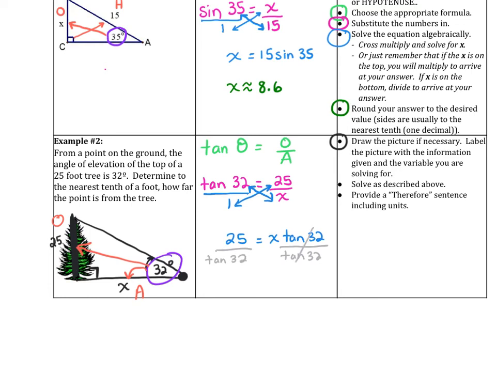So in order to get x, what we're going to be doing is just taking 25 and dividing it by tan 32. So in your calculator, it's literally just 25 divided by tan 32. So that means x is approximately equal to 40.0. So therefore, the point is approximately 40.0 feet from the tree.